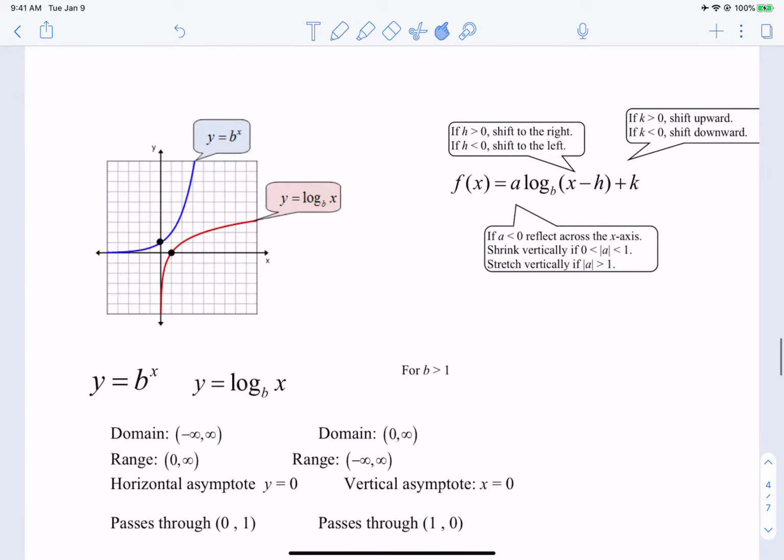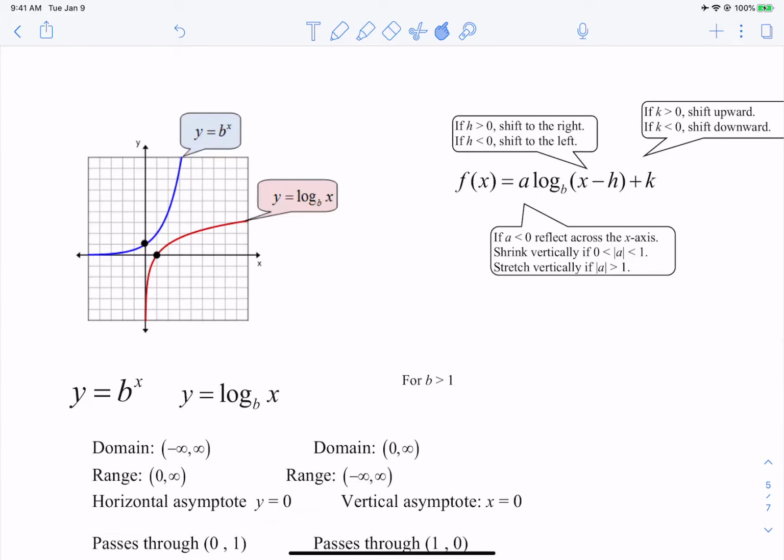Okay, so here's what they were talking about. Remember, our A is going to reflect it across the x-axis. If it's negative, it might shrink it or stretch it depending on if it's between 0 and 1 or greater than 1. This number is going to move it up and down, just like we would expect. This number might possibly move it left and right.